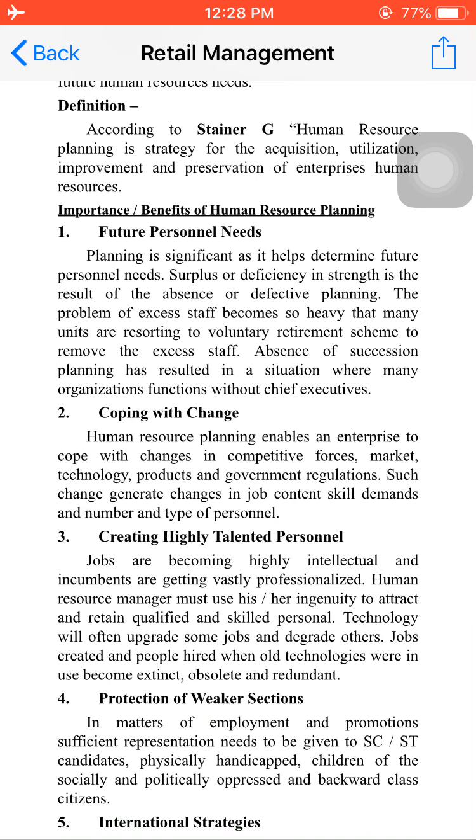The next one is coping with change. Human resource planning enables an enterprise to cope with changes in competitive forces, market, technology, products, and government regulations. Such changes generate changes in job content, skill demands, and the number and type of personnel. It is based on the locations and the seasons, whatever jobs have to be allocated to you and done by you.